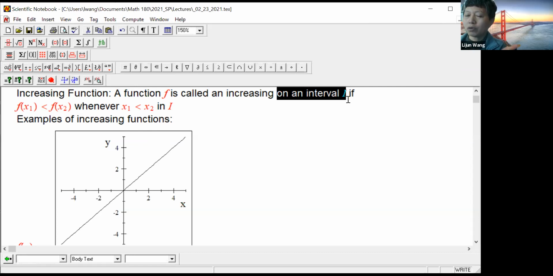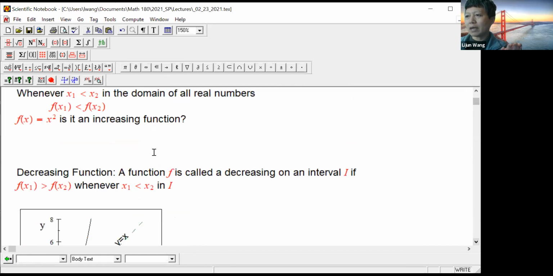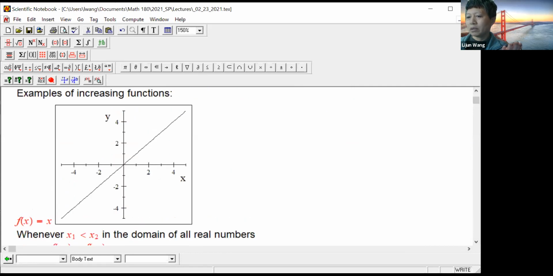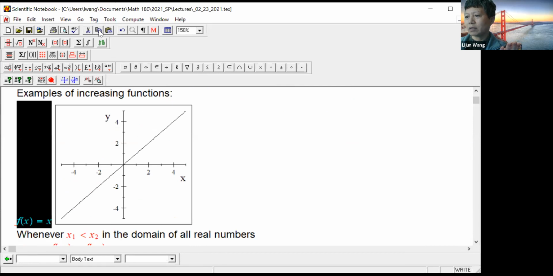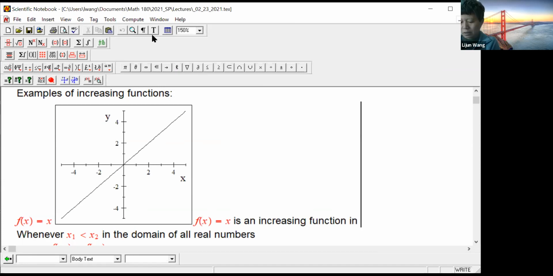All right. So when you tell if a function is increasing or decreasing, a complete answer for this one is what? This function f of x equals x is an increasing function in its domain. You have to tell them where, which state.